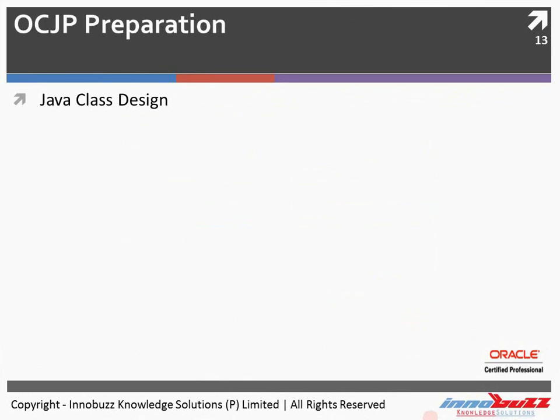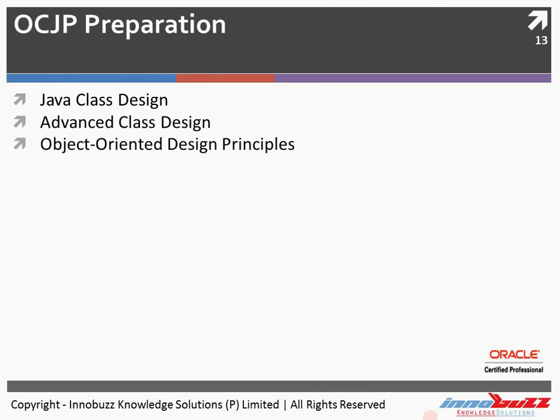Preparation for Oracle Certified Java Professional. You need to have Java class design basics, like how to use access modifiers, overridden methods, overloaded constructors and methods, instanceof operator, and many more. Advanced class design, which includes identify when and how to apply abstract classes, construct abstract Java classes and subclasses, usage of static and final keywords.